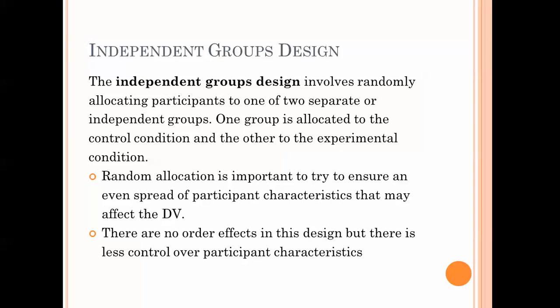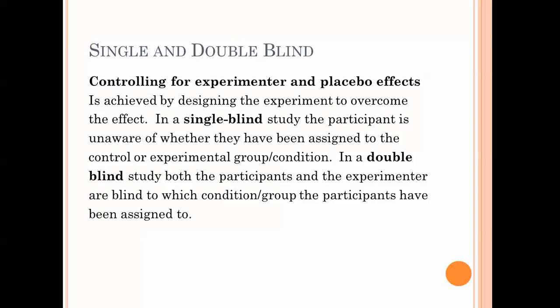One group might have water, one group might have something that tastes like water, but perhaps it's got something else in it, and then we can test the effect of that other substance. Basically, the participant's unaware. This counteracts the placebo effect. In a double-blind experiment, both the participants and the experimenters are blind to the conditions, which means a third party has to come in and actually carry out the research on behalf of the experimenter. So basically, this gets rid of both the placebo effect and the experimenter effect as well, because no one in the actual experiment can affect it because they don't know what's happening.